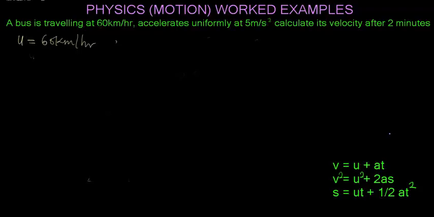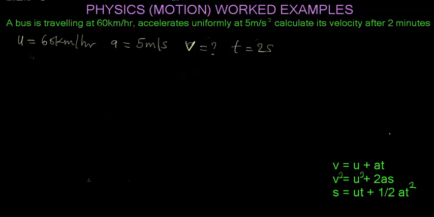That's uniform acceleration. So a is equal to 5 meters per second squared. Then we said we should calculate its velocity. So that is the final velocity after 2 minutes. So the final velocity is the unknown, and the time taken is 2 minutes.